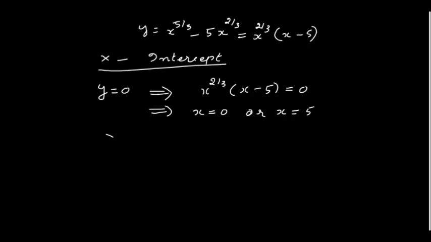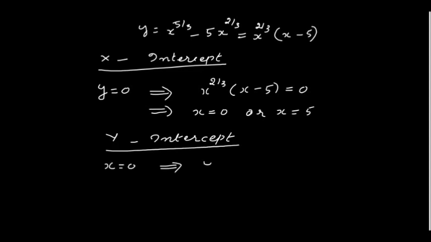So you have two intercepts, that is 0 and 5, which means the curve cuts the x-axis at 0 as well as 5. Now for the y-intercept, let's take x equal to 0. When x is equal to 0, we directly get y equal to 0. It means the curve cuts the y-axis only at 0. So here we have both intercepts.